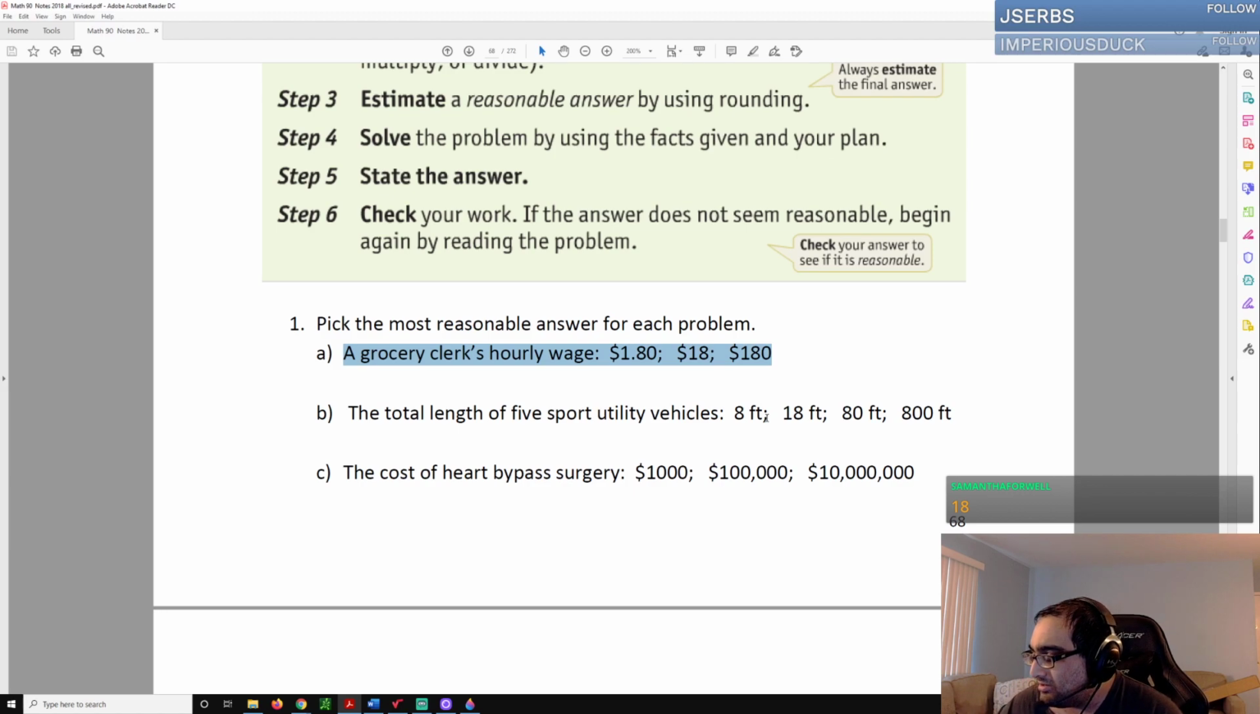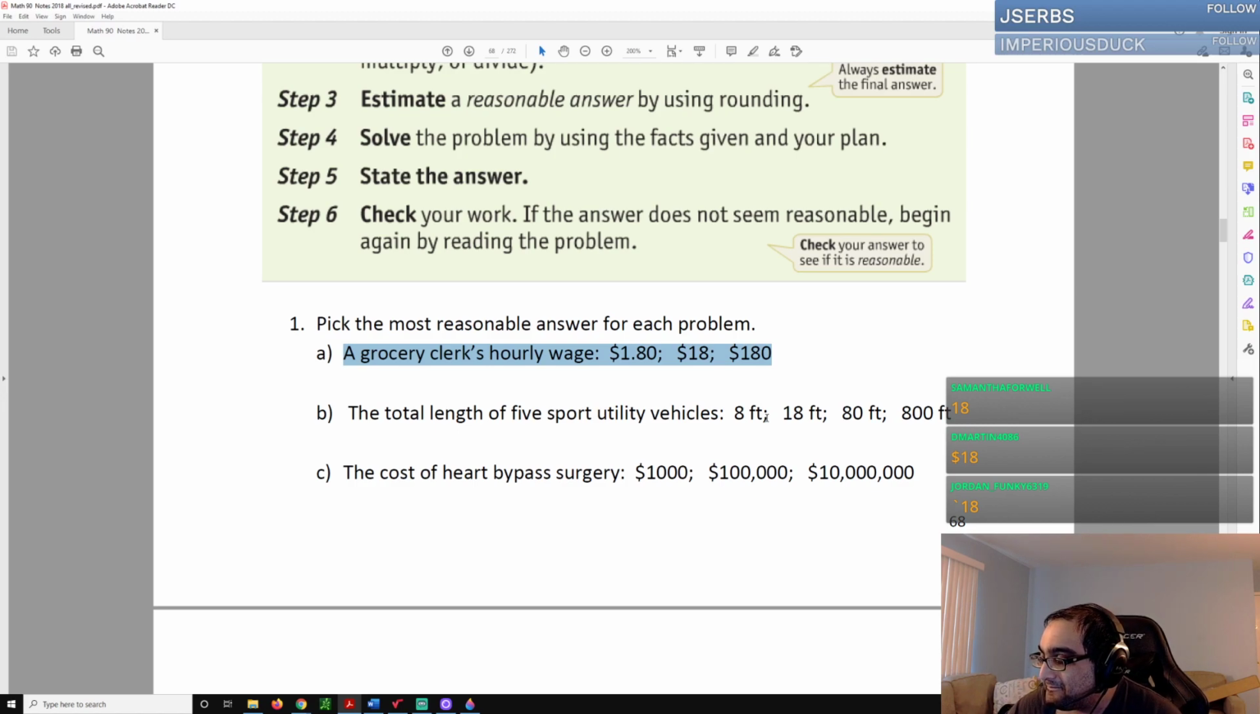Okay, $18 an hour. Good, right? That makes sense. I know a grocery clerk actually doesn't make 18 bucks an hour, but that would be the most reasonable answer amongst the three values here. Unless we're living in the 50s, $1.80 would make sense, and $180 an hour? Well, sign me up to work in the grocery store for life. So there you go. Yeah, $18 would be the most realistic.